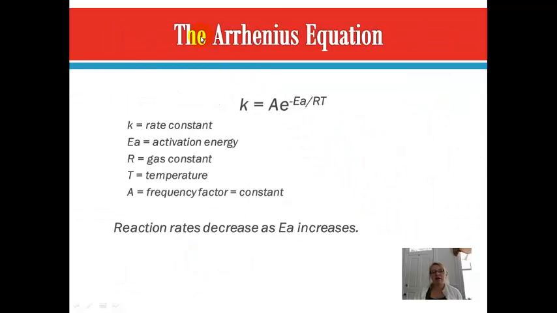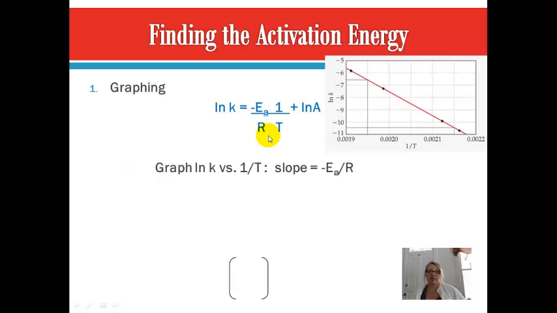Now, how do we find the activation energy? Or how do we find k knowing the activation energy? We have an equation called the Arrhenius equation, which is k, the rate constant, equals A, which is a constant we call the frequency factor, times e to the negative activation energy over RT, and R is the gas constant. So, as activation energy increases, the reaction rate is going to decrease.